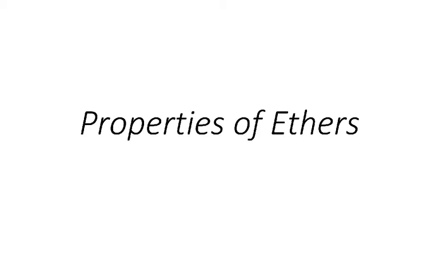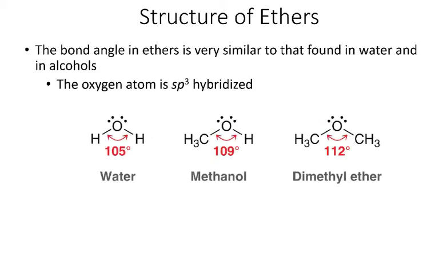Okay, this is a quick video on some properties of ethers that is important to keep in mind. So water and alcohols and ethers all share a lot of similar structural properties. In each case, the oxygen atom is sp3 hybridized. You have two lone pairs on the oxygens and you have two R groups coming off. Right, the only difference is in water we have two hydrogens.